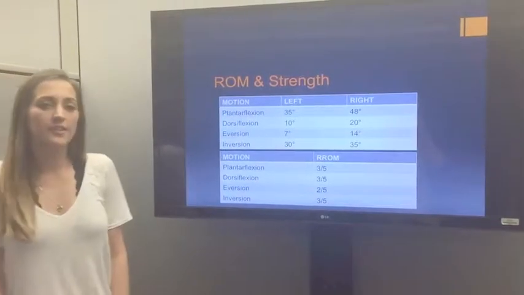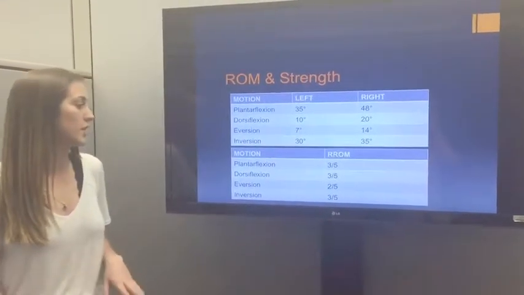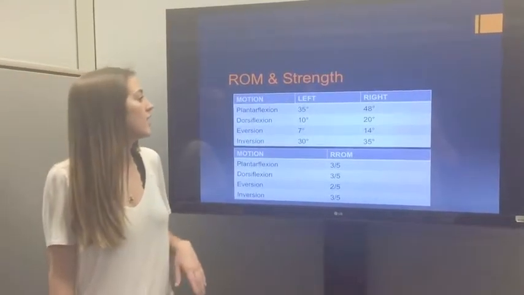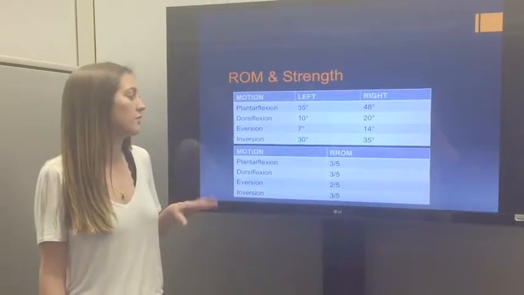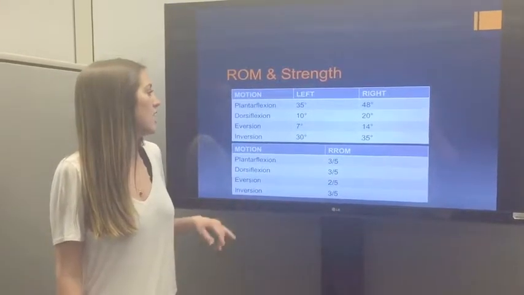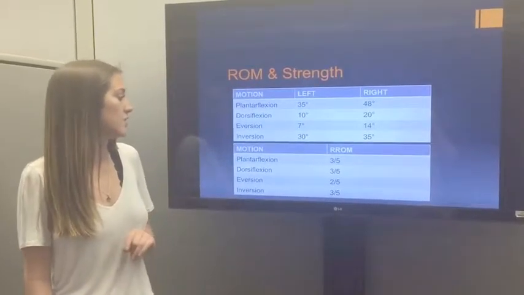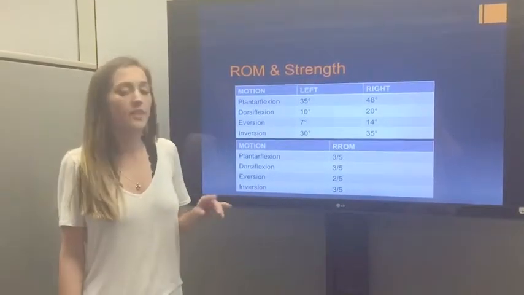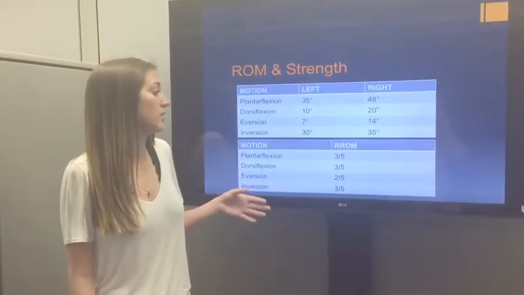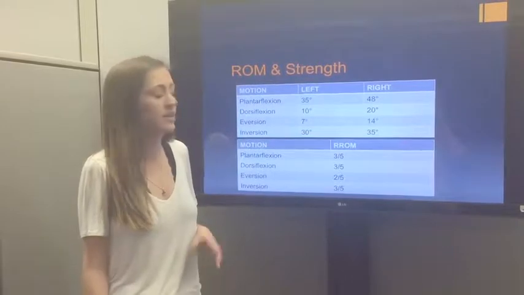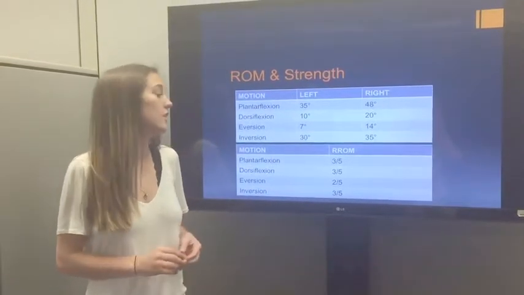So Jack injured his left ankle. So these are his range of motion and his strength when compared to his right. In his left ankle, his plantar flexion is 35 when his right is 48 degrees, and then dorsiflexion is 10 degrees, eversion is 7, and inversion is 30. So you can see that he has decreased range of motion when compared to the right side. That can have to do with his pain, with the increased swelling in his left ankle.